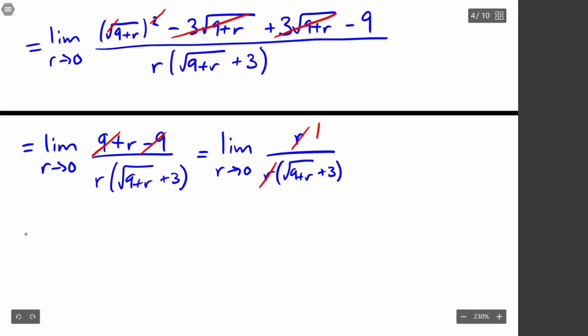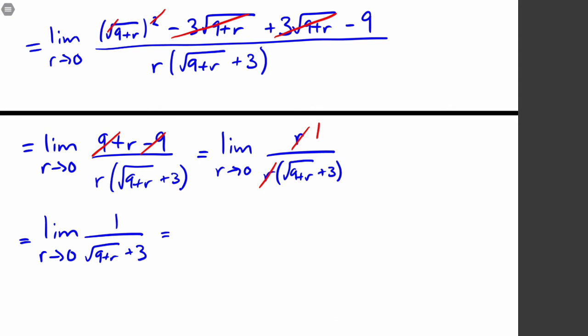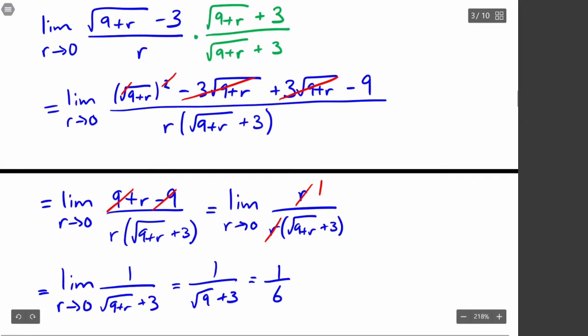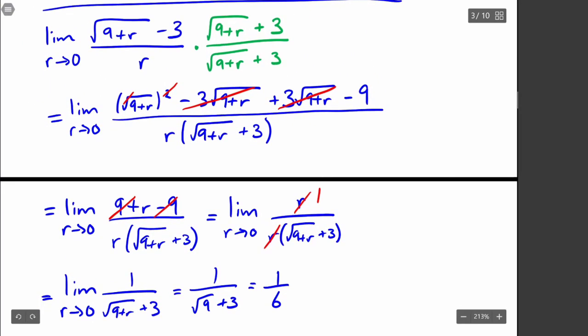Now let me go down to the next line. The limit as r goes to 0 is now 1 over square root of 9 plus r plus 3. So when we plug in r equals 0, we get 1 over square root of 9 plus 3. And I'll let you double check that this is 1/6. So this is one of the pretty useful techniques for computing these limits. This is one that we call rationalization. I think I spelled that right.